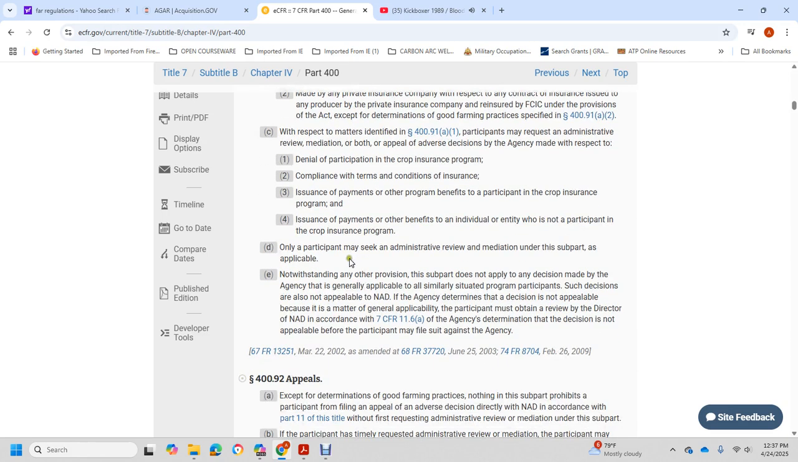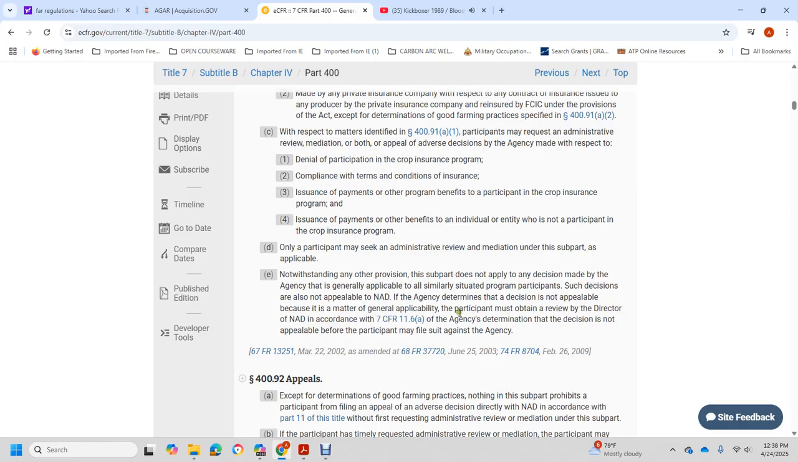The participant may seek with the administrator a review or mediation where the subpart is applicable, notwithstanding the decision made by the agency of general applicability to similarly situated program participants. Such decisions are also not applicable to the NAD for the agency to determine; a decision not applicable to recover is a matter of general applicability.